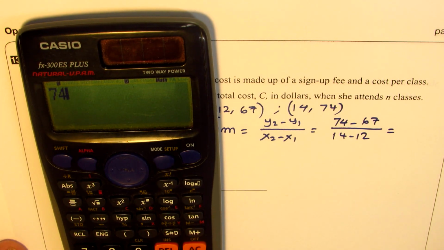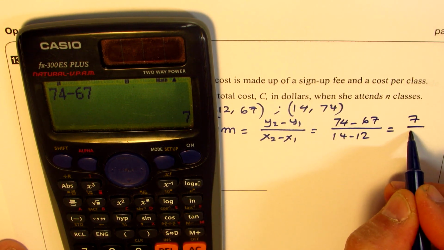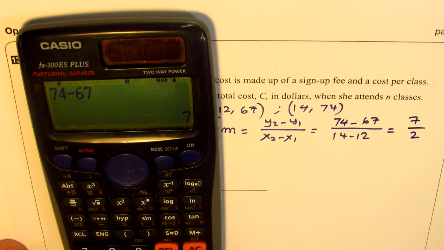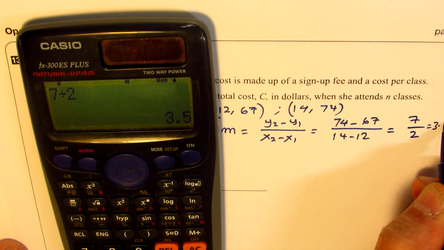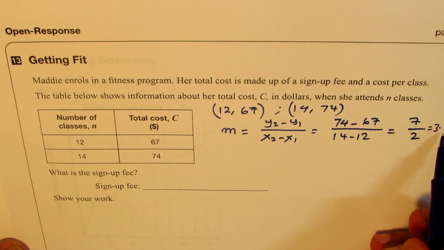Now use your calculator. So we have 74 minus 67 equals 7 over 14 minus 12 is 2, right? So 7 divided by 2 will be, in fractions, 3.5. It is always better to use fractions. I'll recommend that. So don't go to decimals, right?